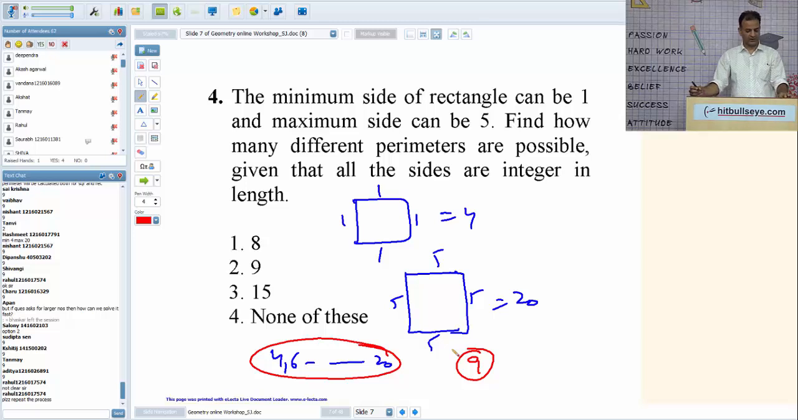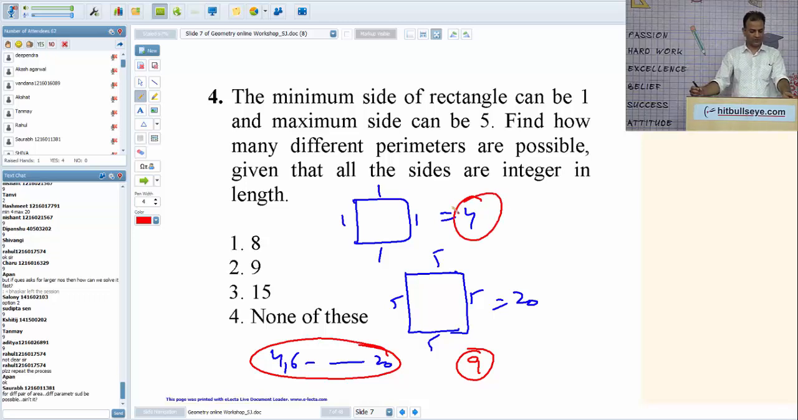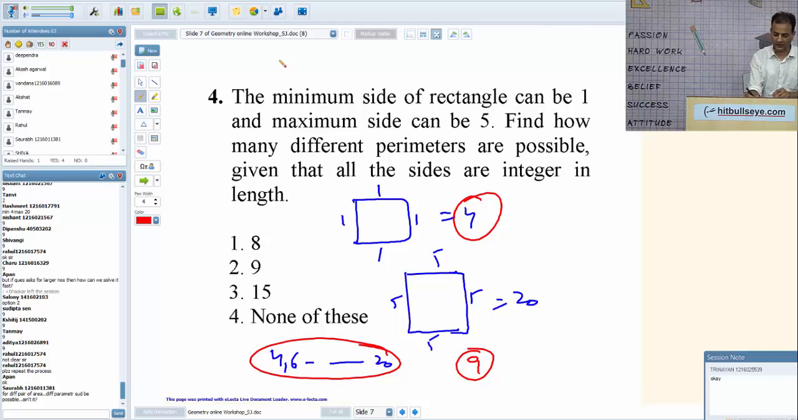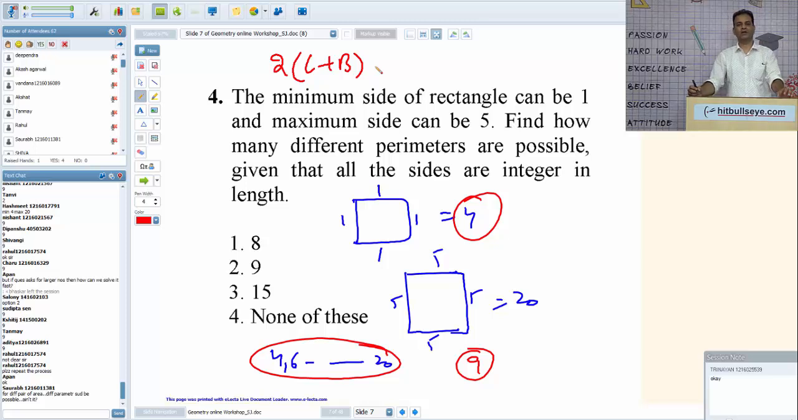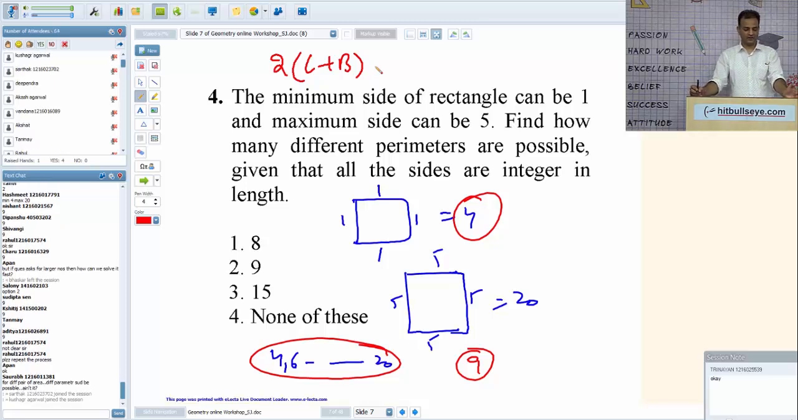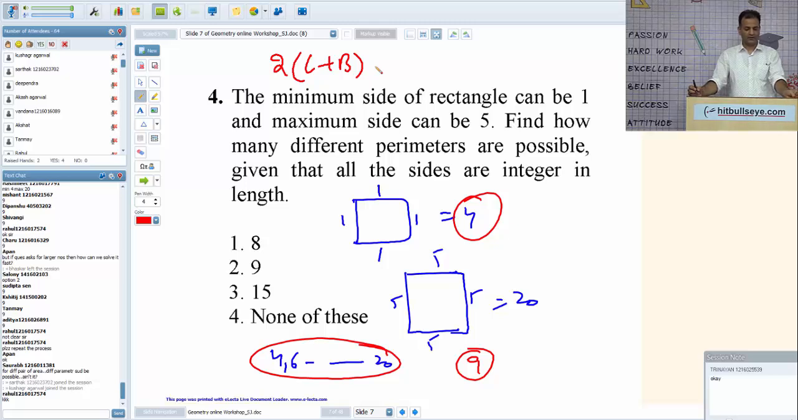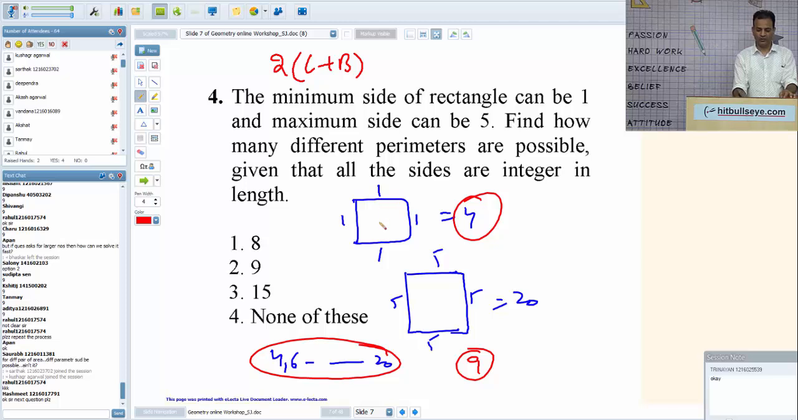Okay, Rahul, the minimum perimeter can be 4, because if I take 1, 1, 1, 1, the maximum can be 5, 5, 5, 5, which is 20. So from 4 to 20 the perimeter can be 6 also, not 5, because what is the formula? Twice L plus B, and if you multiply any number by 2 it will always be even. So an odd perimeter cannot be there in the question. Clear, Rahul? It will always be an even number. Okay, 4 can be there, how can 6 be there? 1, 1, 2, 2.